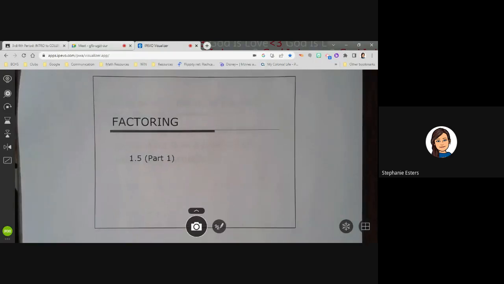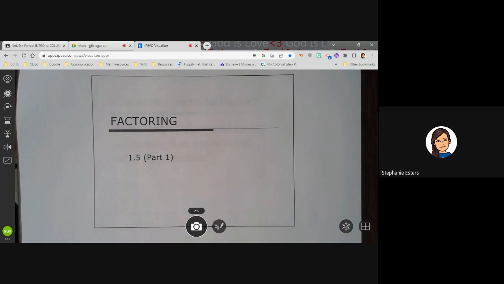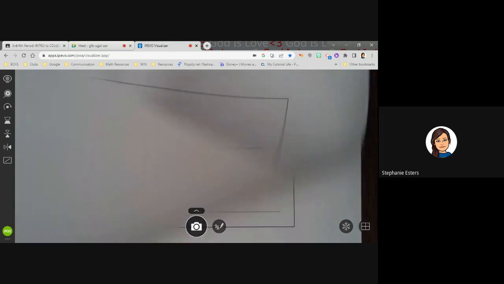All right, guys, today we're looking at factoring. If you are in second block, you're going to be looking at parts 1 and 2. And fourth block, you're only looking at part 1 today. Part 2 will be tomorrow in class.